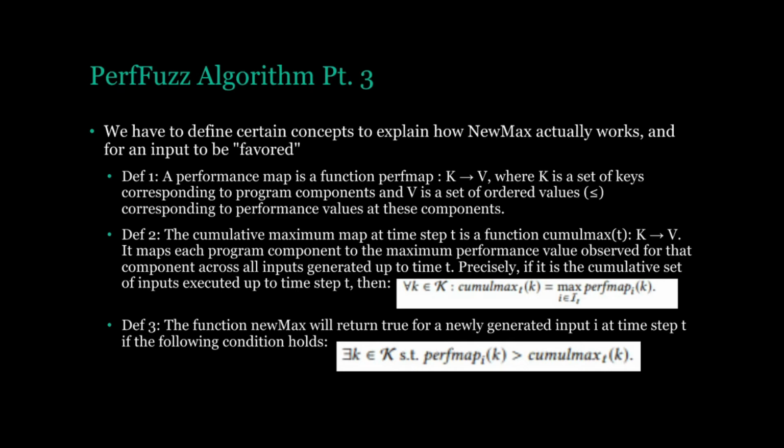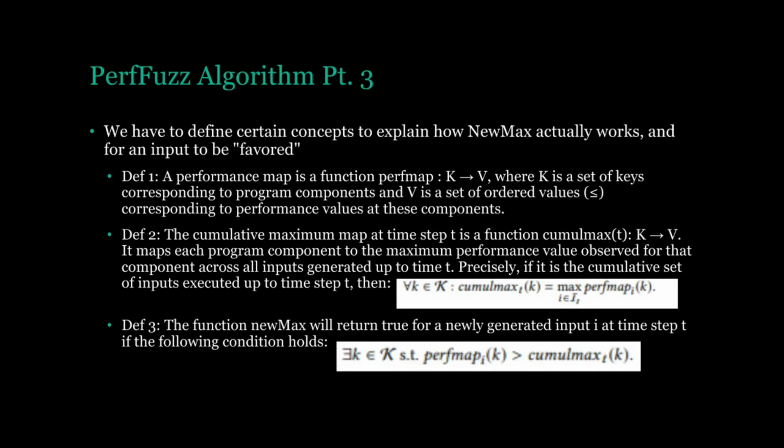A performance map is a function perf map, K to V, where K is a set of keys corresponding to program components, and V is a set of ordered values corresponding to the performance values at these components. I should also mention that this gets into some pretty intense math. I mostly understand it, but I'm just going to show you guys and not try to get too deep into it.